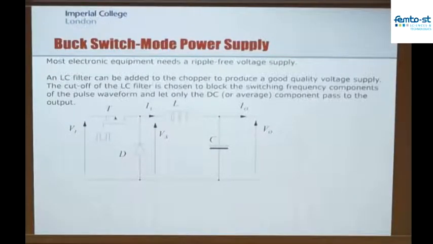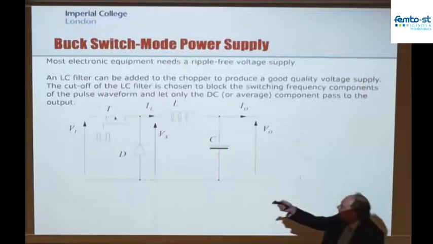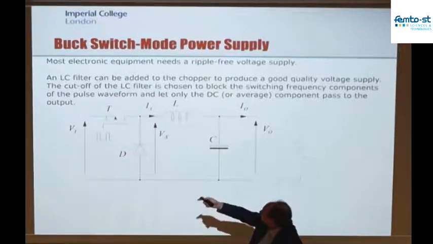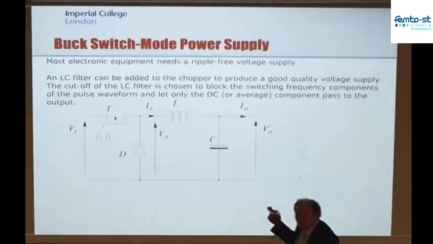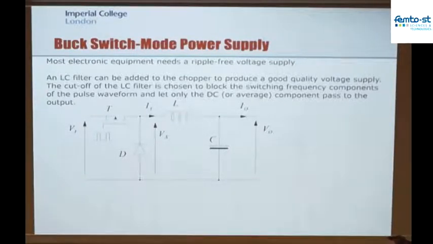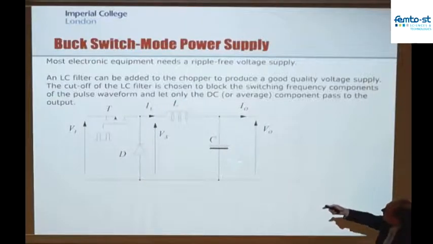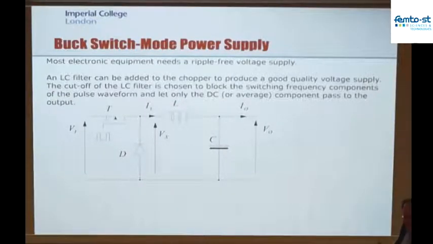So how do I go about making a useful power supply from this principle? Well, I keep my original concept of a transistor that I'm going to pulse on and off. When it's fully on, the voltage across it is 0. When it's fully off, the current through it is 0. And I add 3 extra components here: a diode, an inductor and a capacitor.